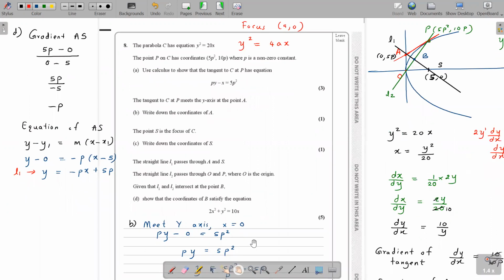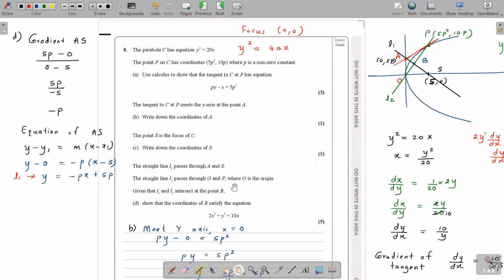Now let's get the line 2 equation. Line 2 is the line passing through O and P. So let's get the gradient OP. What is the gradient OP? Y difference over X difference. Y difference is 10p. O is (0, 0), right? 10p minus 0 over 5p² minus 0. What's the gradient? 10 and 5 cancel. You get 2 on top. A p to p² cancels and a p remains at the bottom. 2 remains on top, p remains at the bottom.